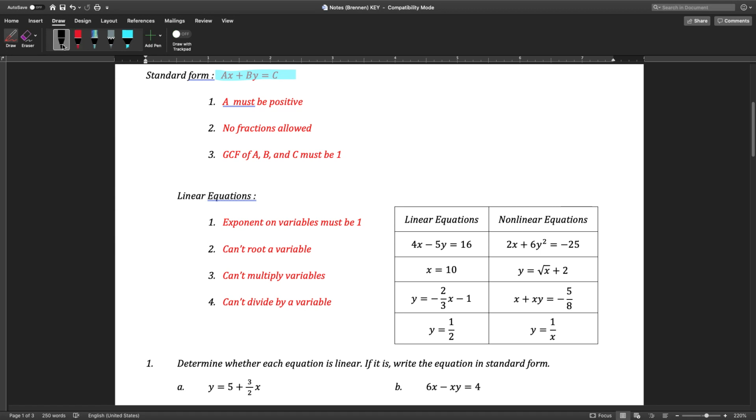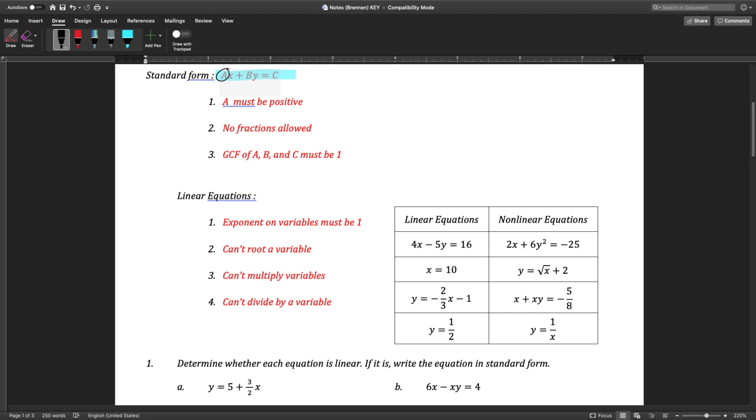So my a value right here must be a positive value. We are not allowed to have any fractions. That's rule 2. And the GCF, the greatest common factor of a, b, and c, must be 1. So if we're going to write an equation in standard form, we have to make sure that it abides by all three of these rules.